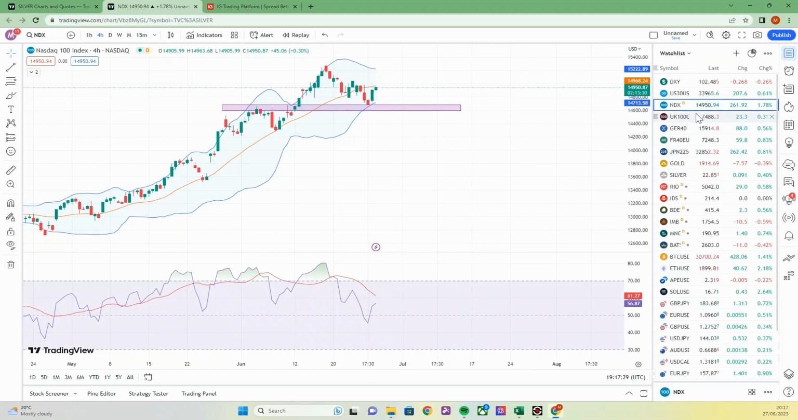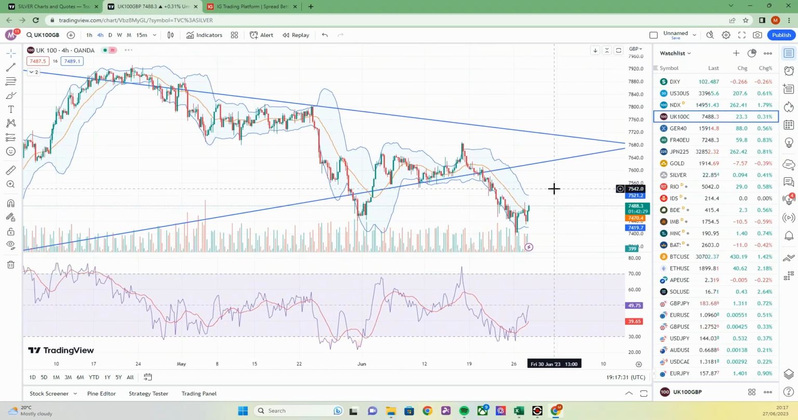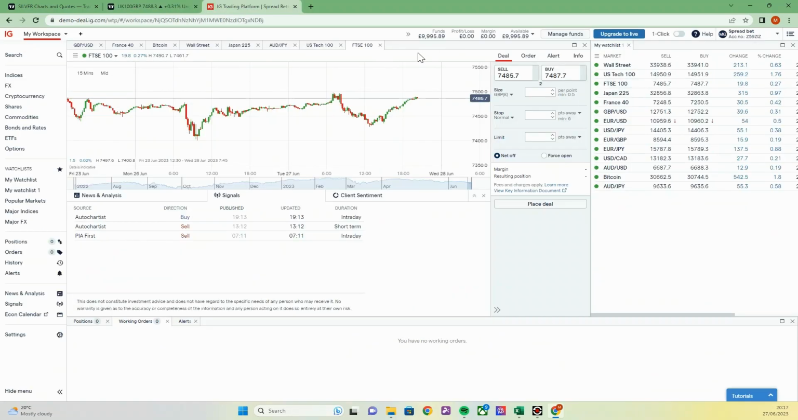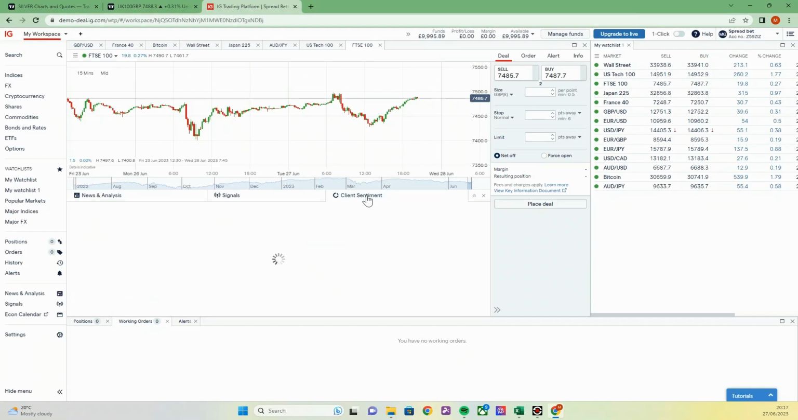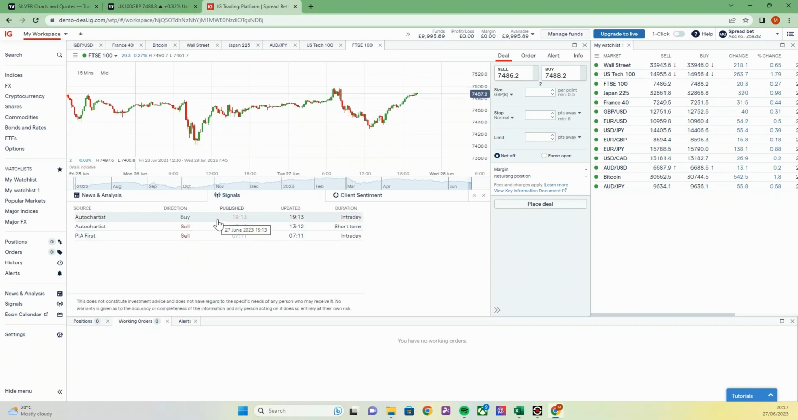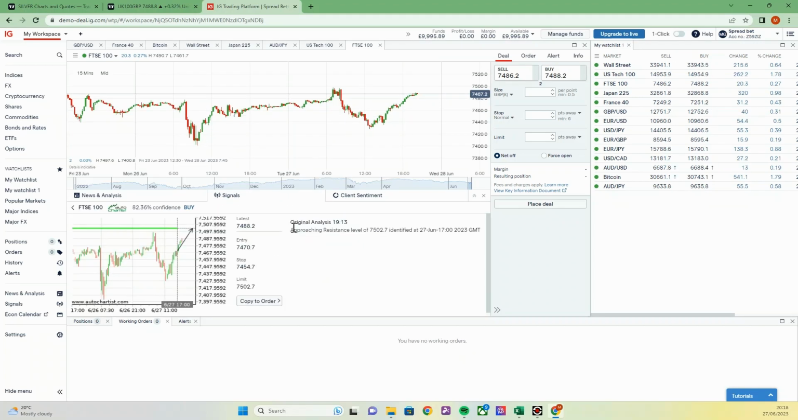I'm going to leave that one. This one. What am I going to do with this one? I have a funny feeling it's going to come up to here. Right, what's the sentiment? 64% long. Signals by intraday: approaching resistance levels of 7502. What did I do?